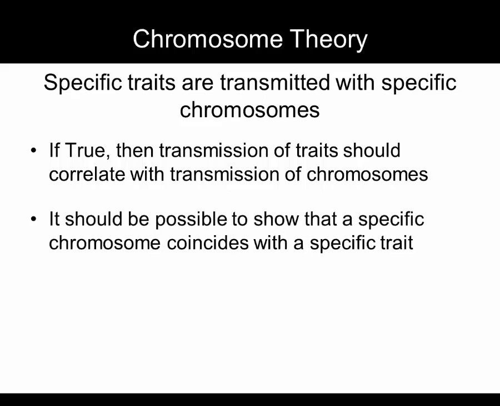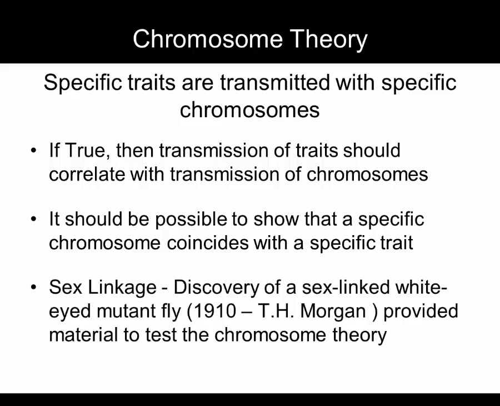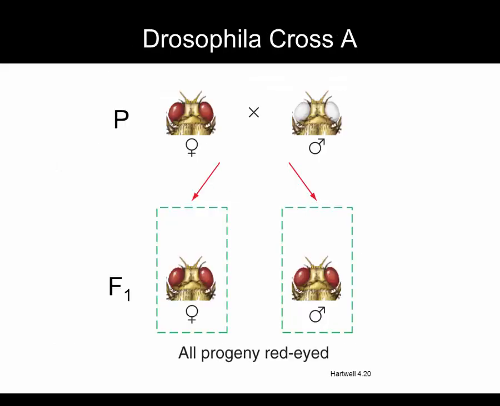But to really establish the link between the two, we want to show that specific traits are associated with specific chromosomes. Thomas Hunt Morgan did this using a sex-linked trait for white eyes in Drosophila. Typically, fruit flies have red eyes. This is a wild type. Morgan bred flies until he found a mutant phenotype that would be easy to study, and eventually found a white-eyed male. When he crossed this fly with a wild-type female, all their offspring had red eyes.